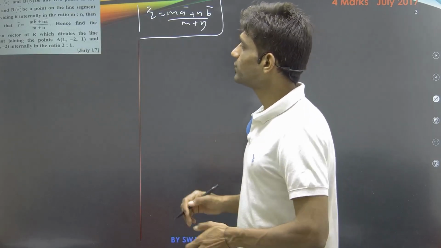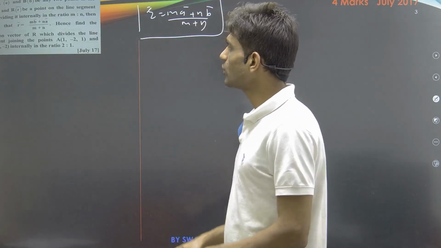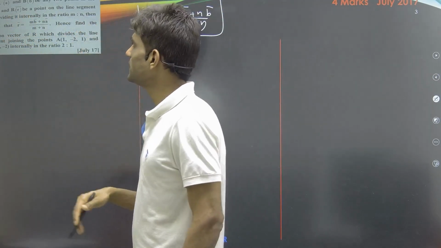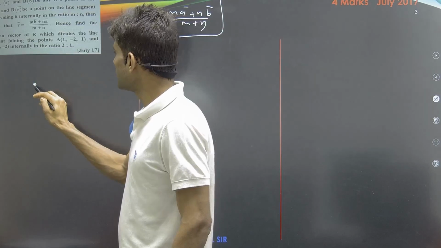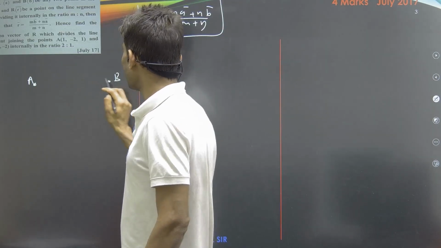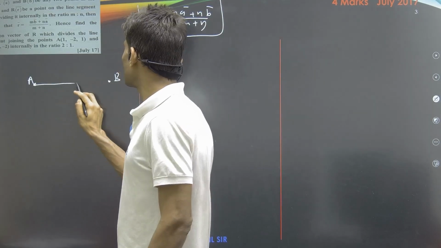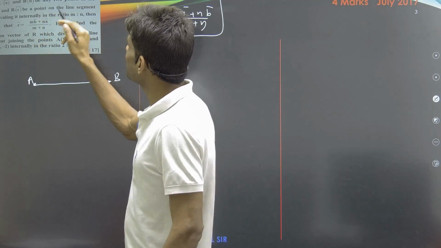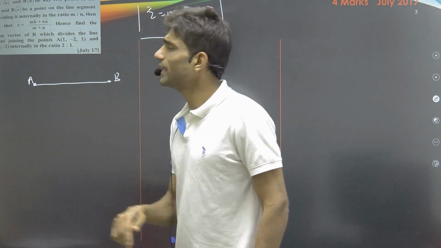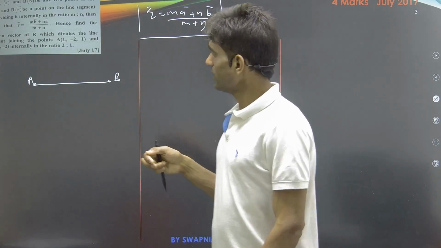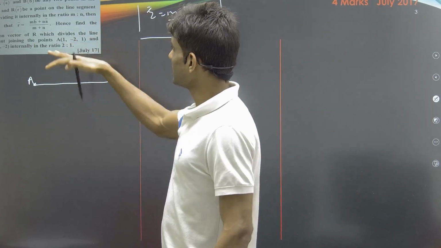Now let's plot the figure given in our question. We are given A of a bar and B of b bar as any two points in space. R of r bar is the third point on line segment AB, and it divides line segment AB.